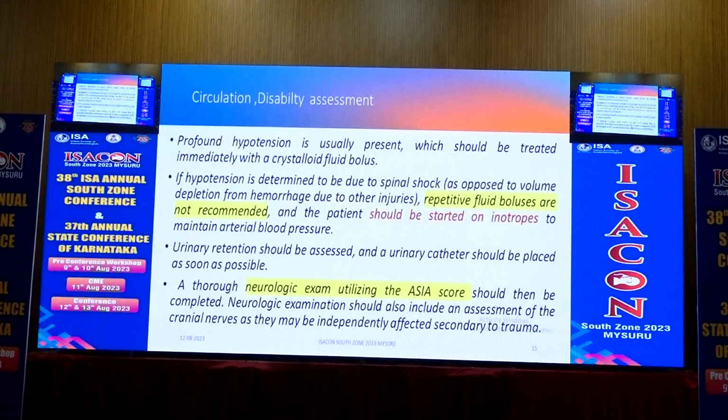And next is your circulation and disability assessment. So as I told, all these patients will be hypotensive and they will be having bradycardia. So your first step is to start an IV line and give crystalloids. And one thing you should remember, if there is no other source of injury, like volume depletion or blood loss, instead of going for repetitive fluid boluses in patients with spinal cord injury, you have to start them on inotropes, basically to maintain the mean arterial pressure. And next you check whether there is any urinary retention and place a catheter.